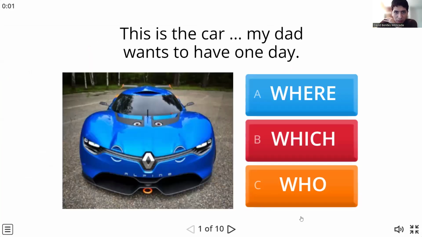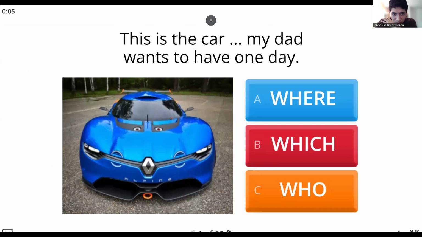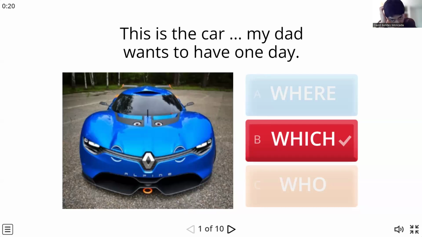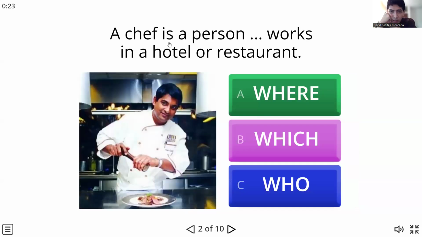Okay, it says, this is a car my dad wants to have one day. Where, which, or who? Which. This is the car which my dad wants to have one day. A chef is a person who works in a hotel or restaurant. Where, which, or who? Who. Nice.